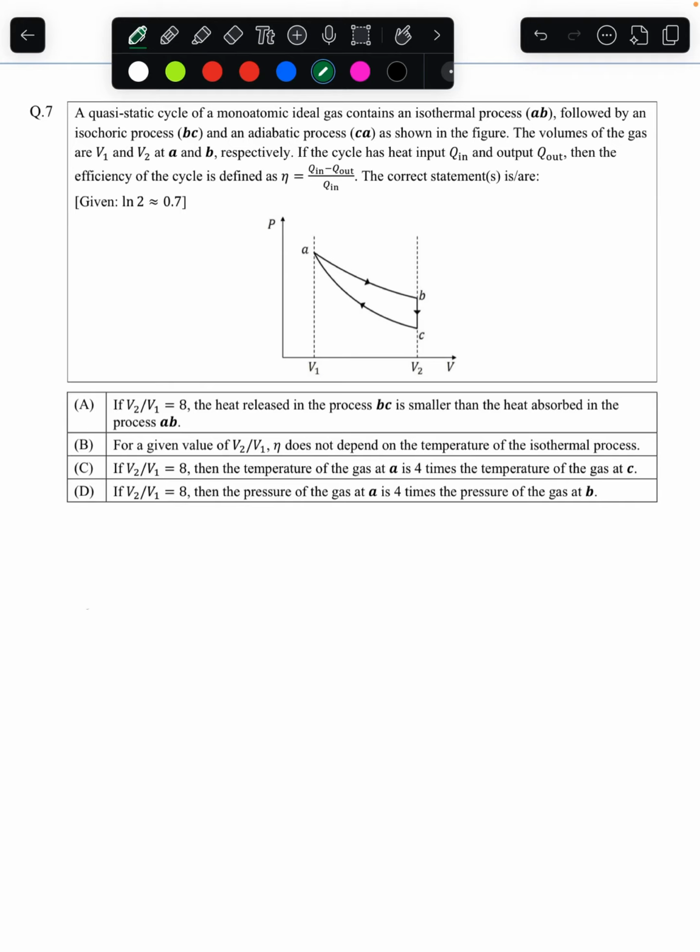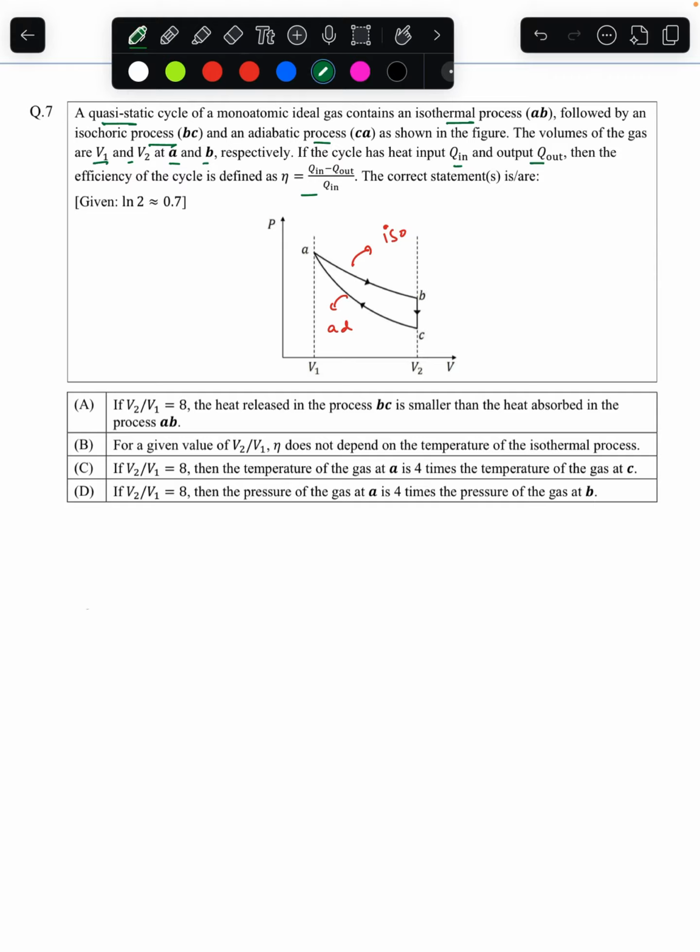A quasi-static cycle of a monoatomic ideal gas contains an isothermal process followed by an isochoric process and an adiabatic process. The volumes of the gas are V1, V2 at A and B. If the cycle has heat input Q in and output Q out, then the efficiency is given to be this. We have to check the options. So first, identifying the process. Here, C to A is steeper than A to B, so A to B is isothermal and C to A will be adiabatic.